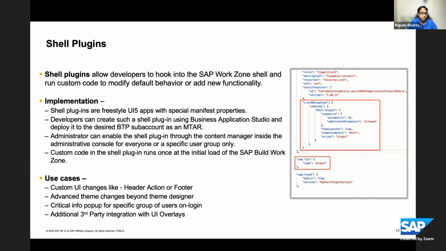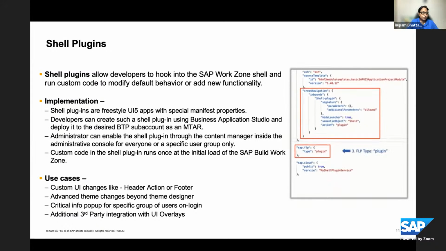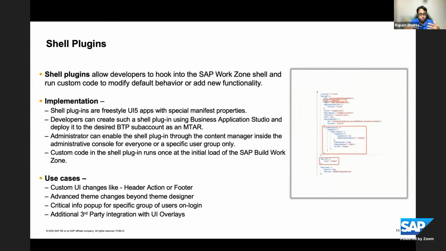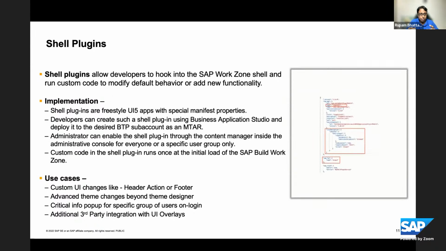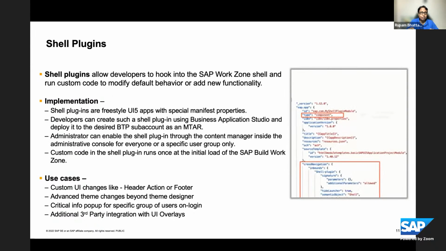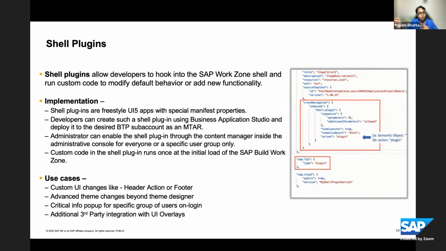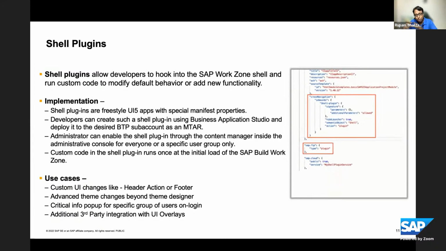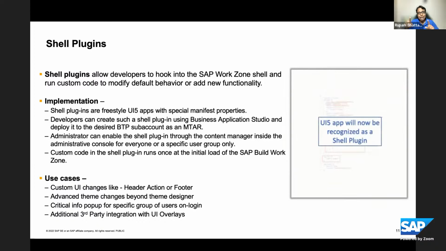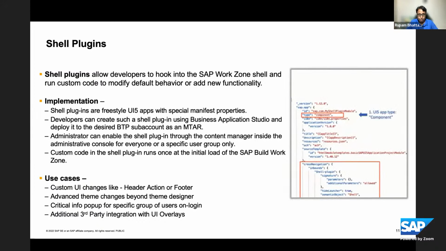And where do you write the code? Obviously in the component, because the component is what gets loaded. And you also have the option to have other controllers, etc., where you can add more logic to it. And that's the whole idea of a shell plugin. So how does it work? Once you enable a shell plugin in your content manager, because it's an application, it will go sit inside your managed app router. You have to add that to a particular role collection, which means people with that role collection or that particular authorization will have the benefit of the shell plugin.